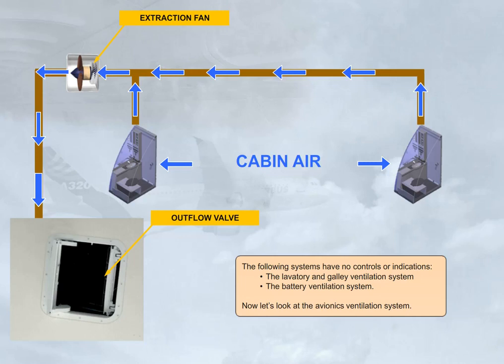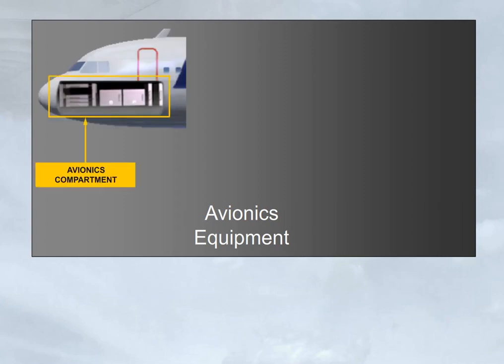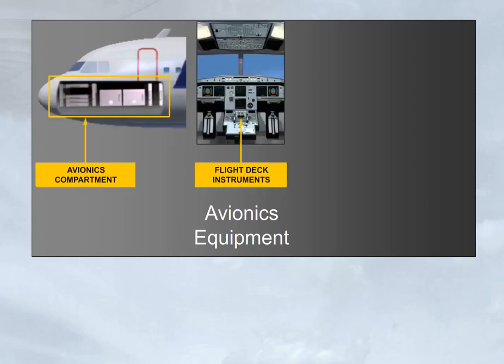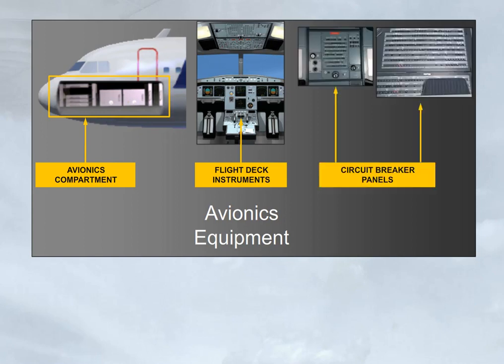The following systems have no controls or indications: the lavatory and galley ventilation system and the battery ventilation system. Now, let's look at the avionics ventilation system. The avionics ventilation system provides cooling air for the avionics equipment. This equipment includes the avionics compartment, the flight deck instruments, and the circuit breaker panels.